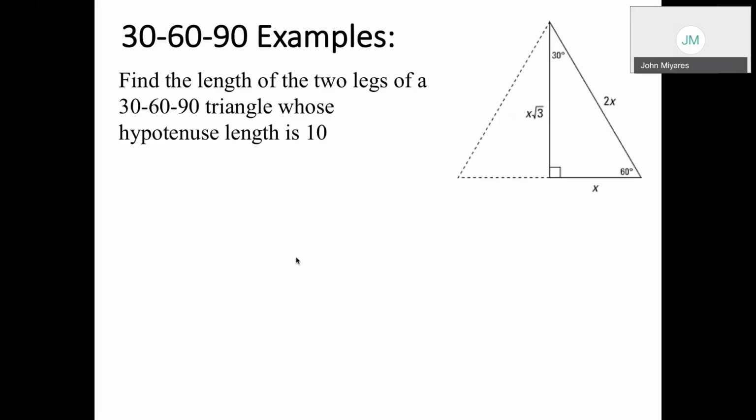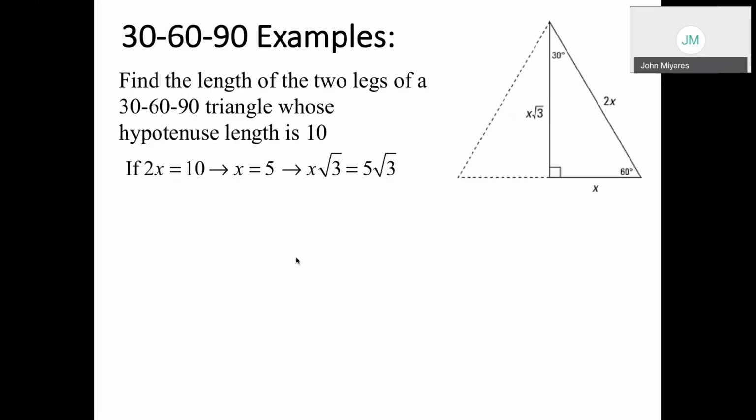Here's a couple of examples to try. Find the lengths of the two legs of a 30-60-90 triangle whose hypotenuse length is 10. Just like before, we can look at this from the proportional view or from the SOHCAHTOA view. We know the hypotenuse has a length of 10, and the hypotenuse is double the length of the short leg, which means the short leg must be 5 units long. From here, we know that the long leg is the square root of 3 times the length of the short leg. So the long leg is going to be 5 square roots of 3 units long.